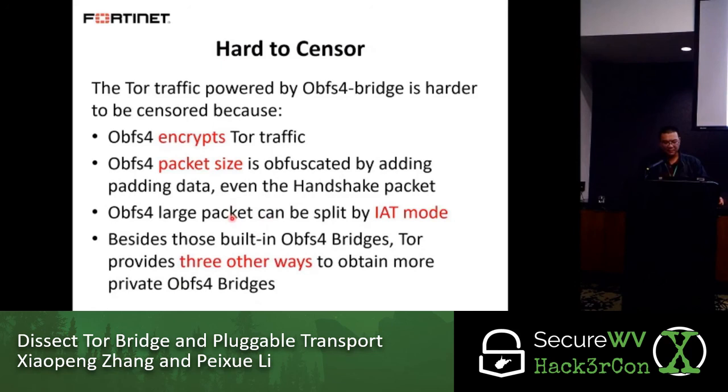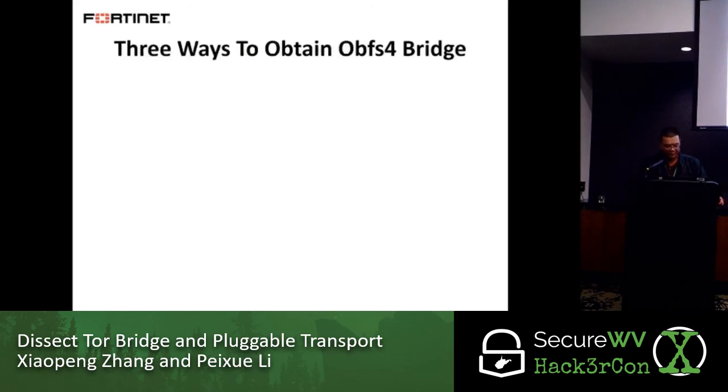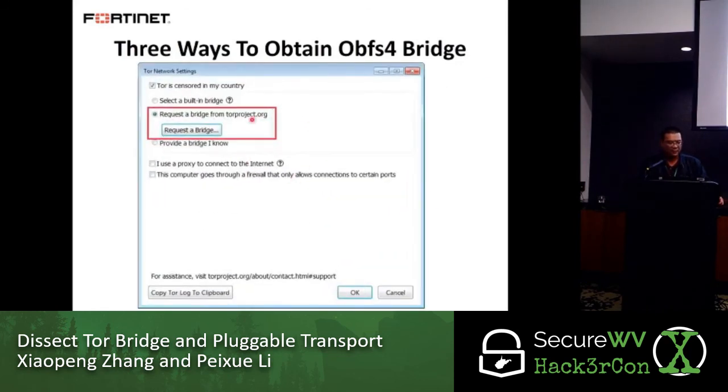Besides building an OBFS4 bridge, Tor provides 3 other ways to obtain more private OBFS4 bridges. The users can obtain private OBFS4 bridges from a bridge database in 3 ways. First, you can request directly through the Tor network settings as shown here. Again, as I said before, this Tor network setting has been integrated in the Tor browser options in the new version.